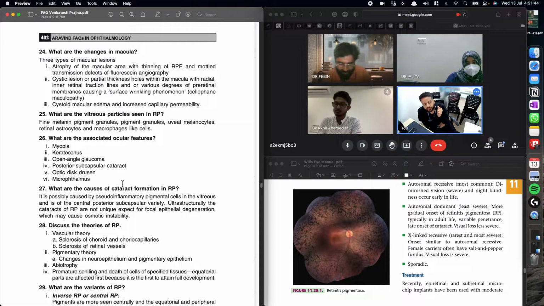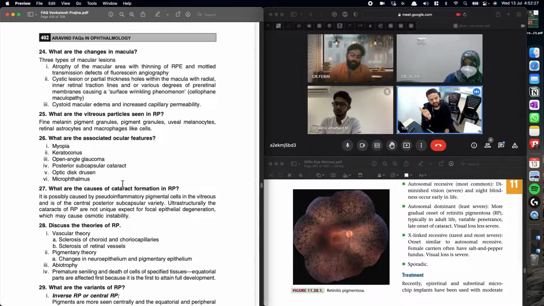Then you have the lens. Anything happens in the lens? Sorry, before getting into the lens, I would like to talk about the angle. Anything happens in the angle? Open angle glaucoma. Hyperpigmentation? No, open angle glaucoma. The angle is open, the pigments are not dispersing in RP. They are just there in the perivascular pattern, but they are not dispersing normally, not like tobacco dusting. Open angle glaucoma is there.